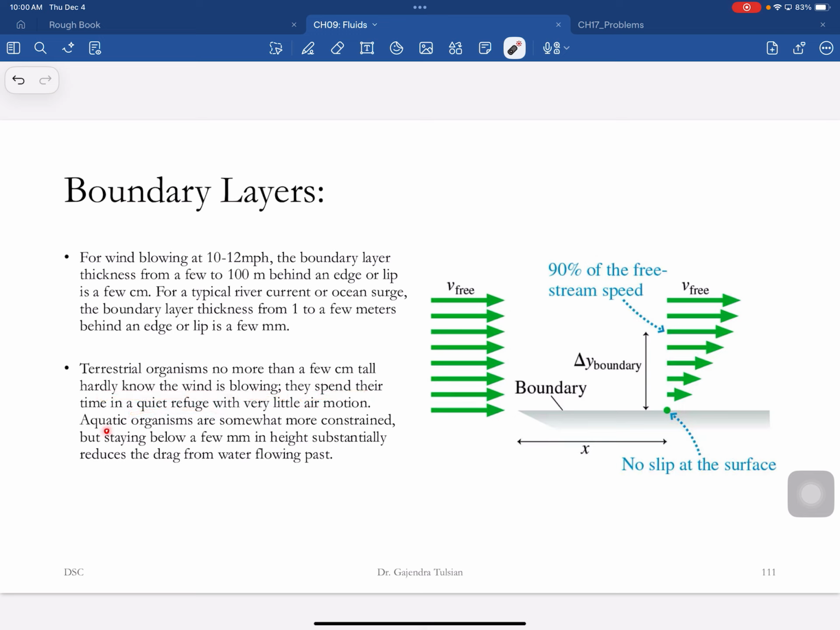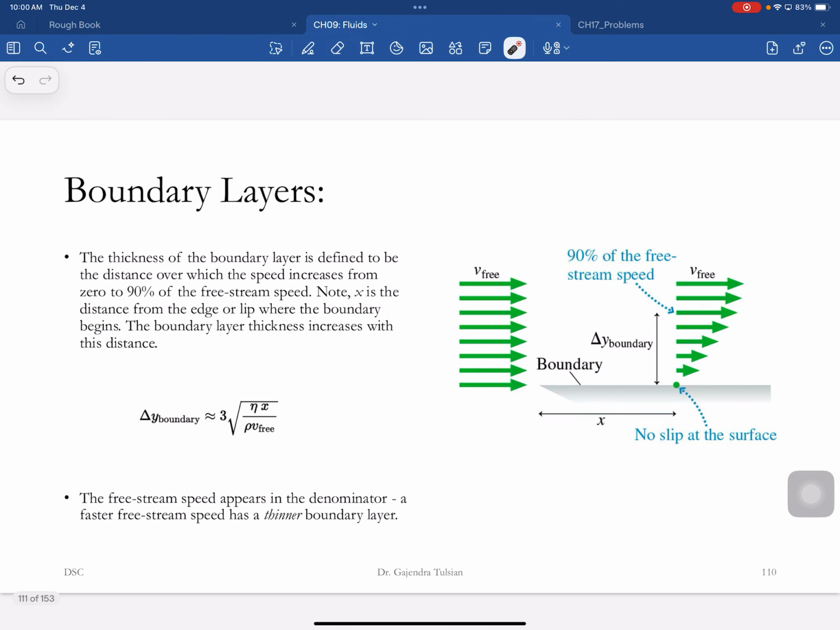Aquatic organisms are somewhat more constrained, so you can have an ocean flowing and there could be a ledge. And if you're a tiny aquatic animal here, then the water doesn't push you. You don't have to hold on to things hard. Aquatic organisms are somewhat more constrained, but staying below a few millimeters in height, so very tiny, substantially reduces the drag from water flowing past. So you adapt to that environment.